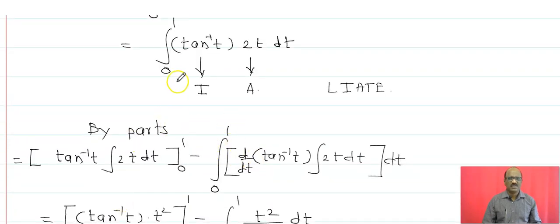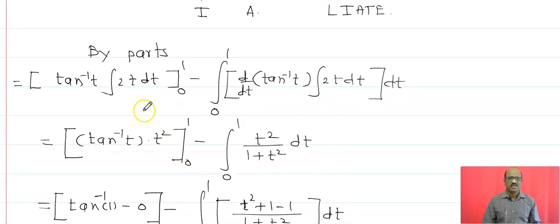Then by parts, the first function is tan inverse of t, into the integral of 2t dt, lower limit is 0, upper limit is 1, minus the integral from 0 to 1 of the derivative d/dt of tan inverse of t, into the integral of 2t dt, bracket complete, into dt. What about the integral of 2t? Integral of 2t is t square upon 2, the 2 gets cancelled and you will get t square. Lower limit is 0, upper limit is 1, minus, what about here?